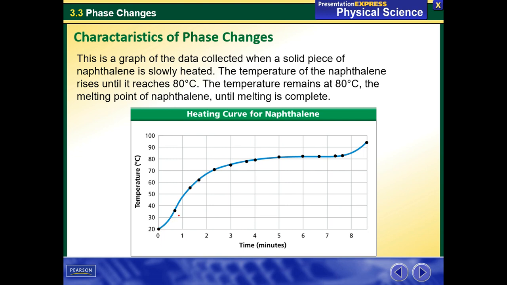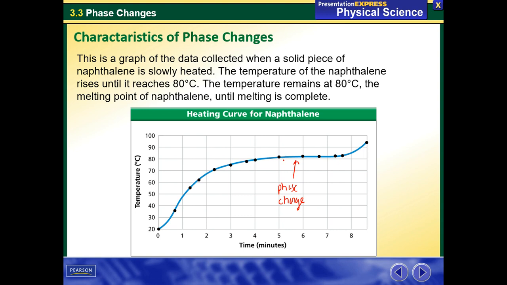The temperature of the naphthalene is going to rise, and as we heat it, it's going to increase, and it's still a solid piece of naphthalene, and it's going to increase, and eventually you're going to see that it kind of plateaus here or flattens out. When it flattens out here, it's going to flatten at a specific temperature. So here, it's going to be just above 80 degrees is when it flattens out. This point right here is when the phase change is going on. And we know that because the temperature is not changing.